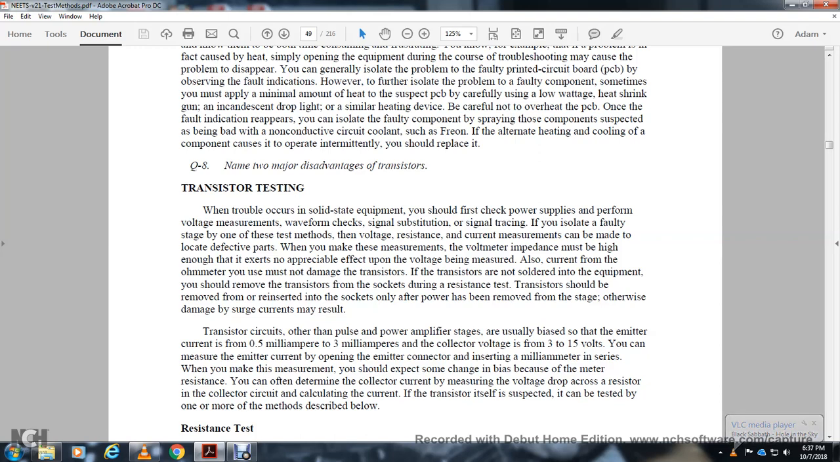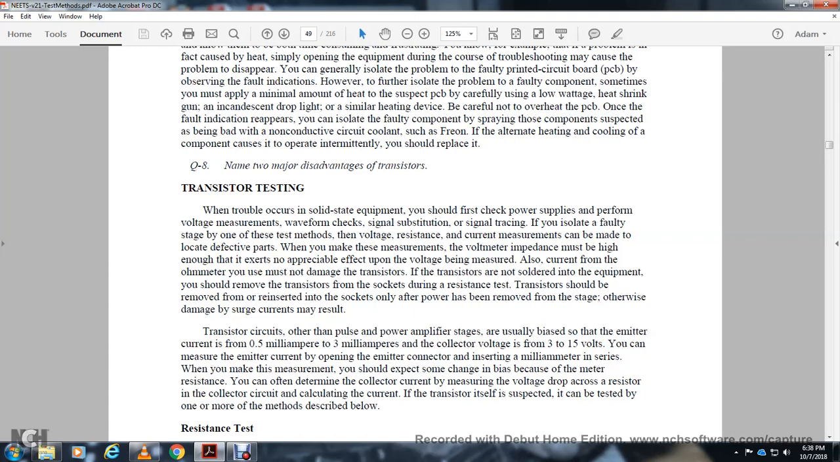Transistors other than pulse and power amplifier stages are usually biased on the emitter current, with about 1 to 5 milliamps and collector voltage between 3 and 15 volts. You can measure the emitter current with the emitter connected by inserting a milliammeter in series. When you make the measurement, you should expect some change because of the meter resistance.